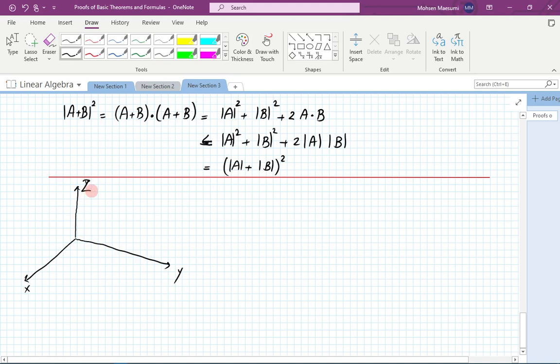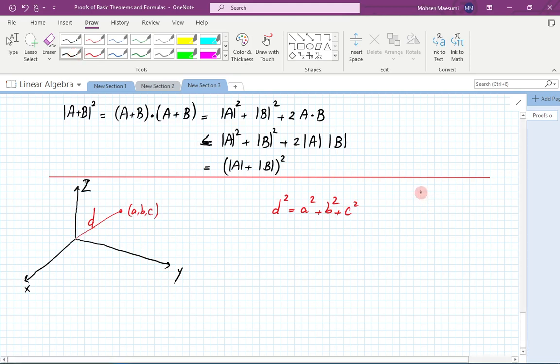Now suppose I have a point in space whose coordinates are a, b, and c, and the length of this line is d. What we want to show is that d squared is equal to a squared plus b squared plus c squared. This is similar to what you had in 2 dimensions.